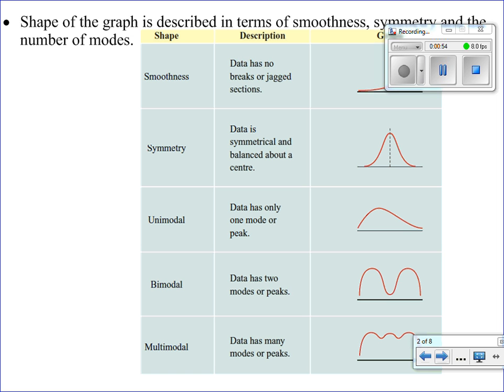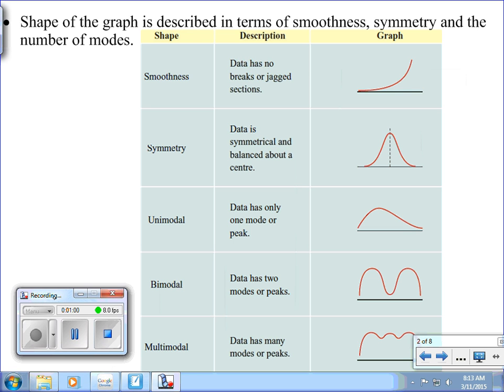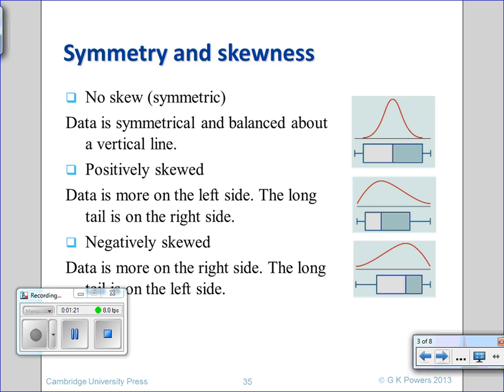So we can talk about graphs and our data, let's get that out of the way, by talking about its shape. So I think I've touched on most of these things before, how smooth the data is, the symmetry, how many modes or peaks. We talked about bimodal and multimodal and all that kind of lovely stuff. So I'm not going to waste too much of your time talking about that one.